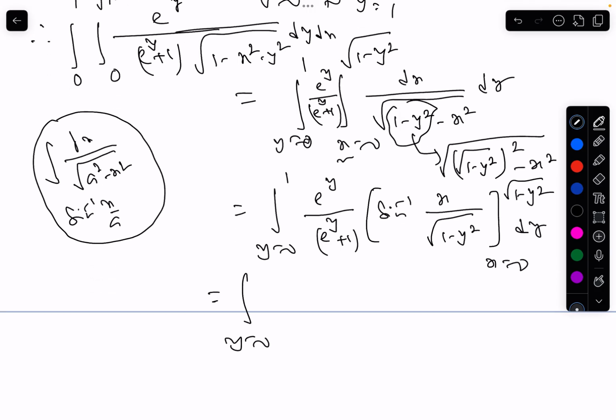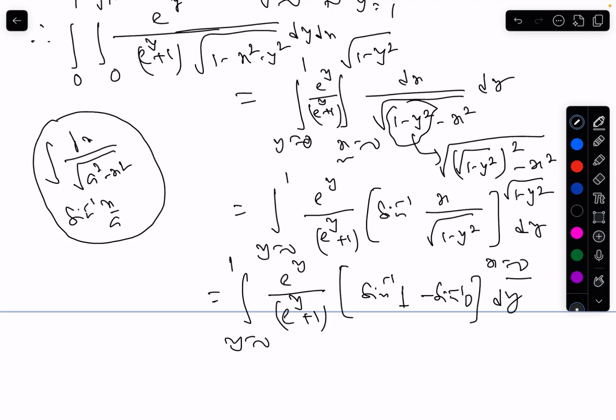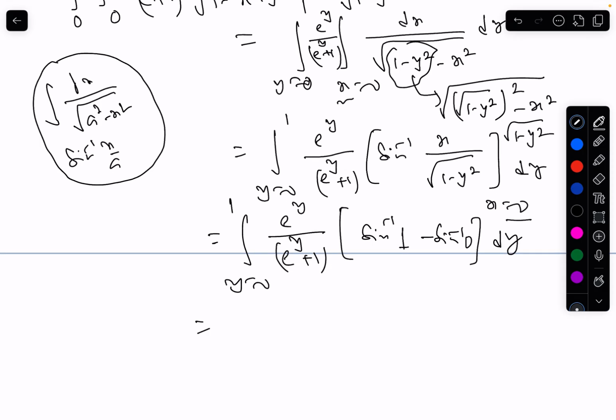So y integration y equal to 0 to 1 e power y over e power y plus 1. Now when you take x equal to square root 1 minus y square, then you will have sine inverse 1. Root 1 minus y square upon root 1 minus y square is 1. And when you take x to be equal to 0, this is sine inverse 0. And sine inverse 1 is pi by 2. Sine inverse 0 is 0. So this is pi by 2, y equal to 0 to 1 e power y over e power y plus 1.